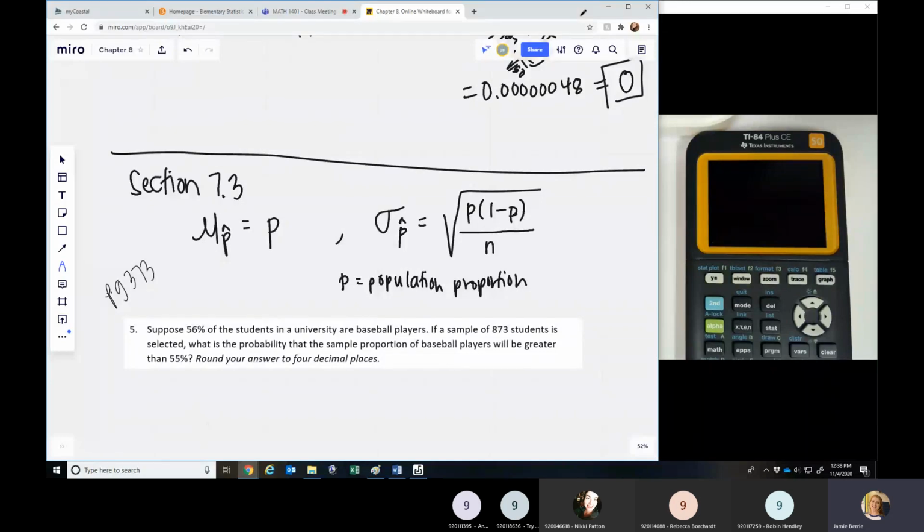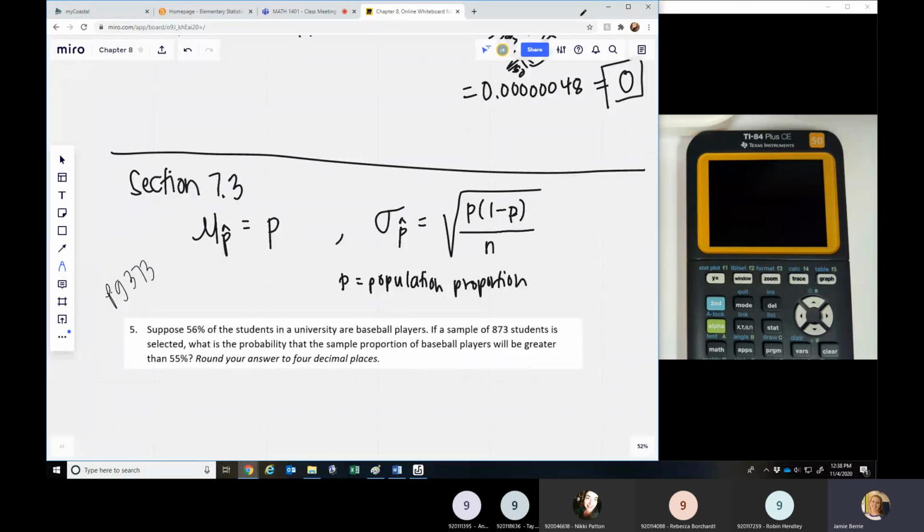But the requirements were that it had to be a simple random sample. The conditions for a binomial distribution needed to be met, which, if you remember, was that you needed a fixed number of trials. We have that because we know the sample size. Each trial needed to be independent. So if one person's a baseball player, that does not affect whether the next person you sample is a baseball player.